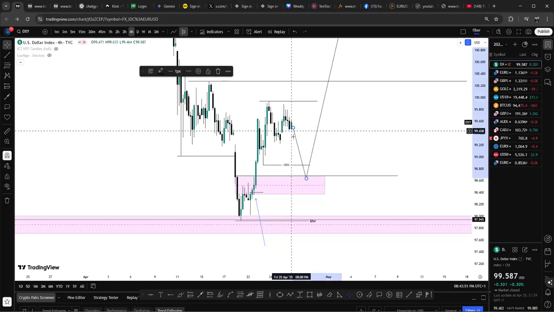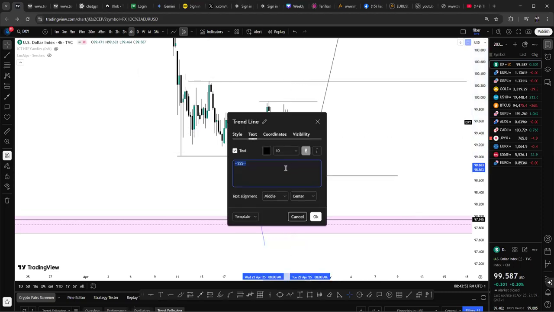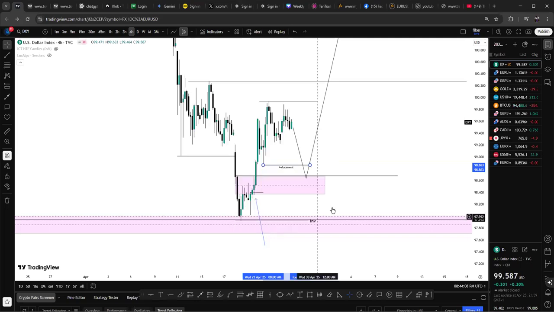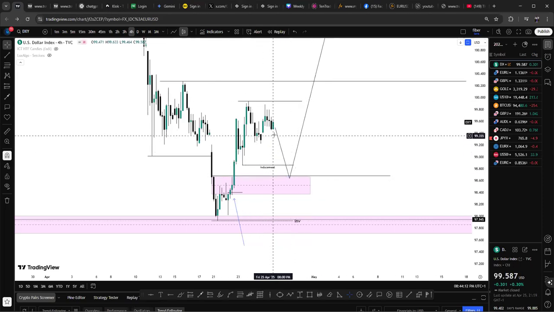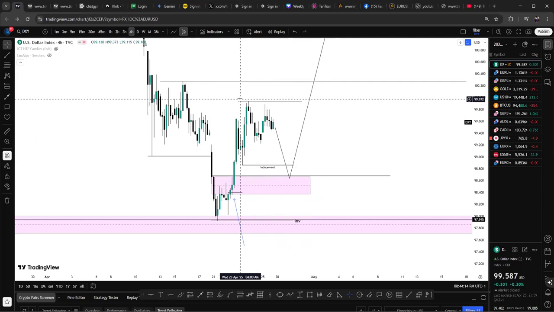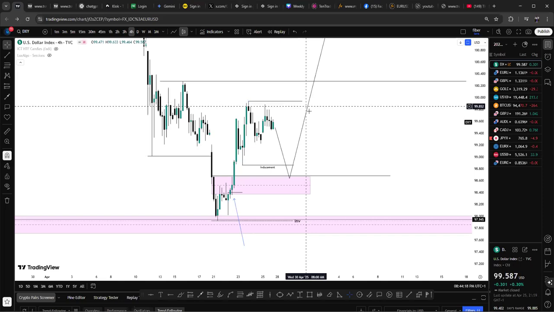On DXY, I would love to see price trade a little bit lower and take out this CRT low. It's not yet the CRT because price has not taken the low yet and closed above it. So for now, we can just assume it to be our inducement. Then if price on the daily takes the low and closes back within, that will be a confirmed CRT.